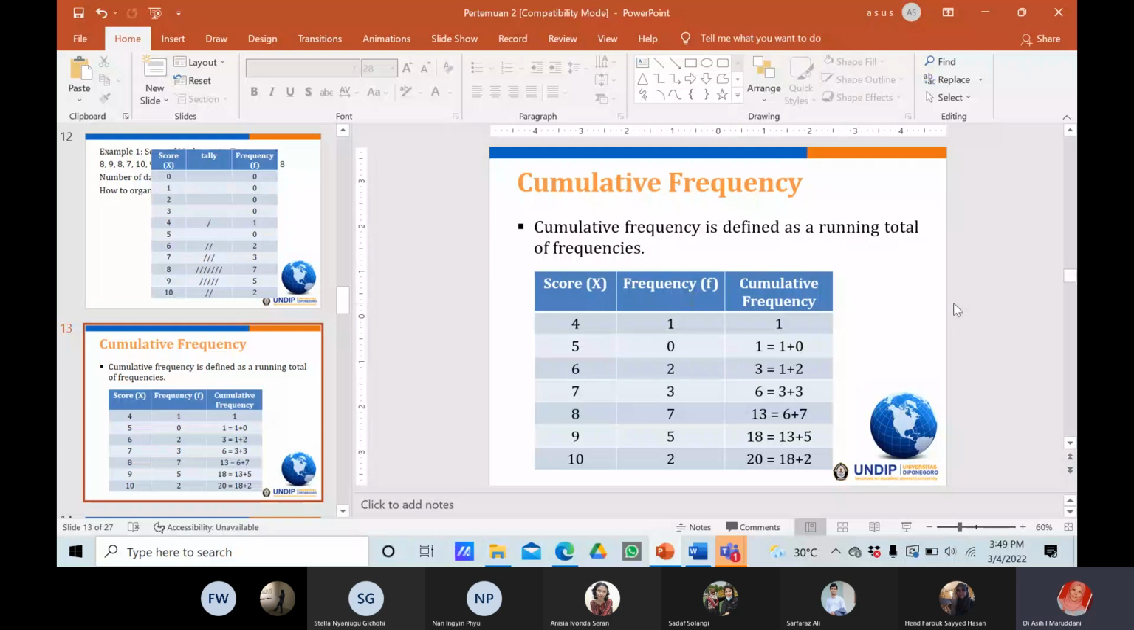You got it, Hen? Yes, I got it. Thank you so much. Do you know the difference between frequency distribution and cumulative frequency? Yes, now I can tell the difference. Okay. Sarfaraz?